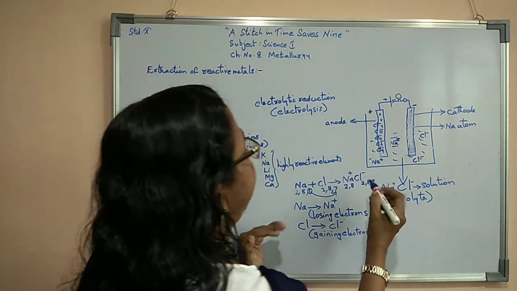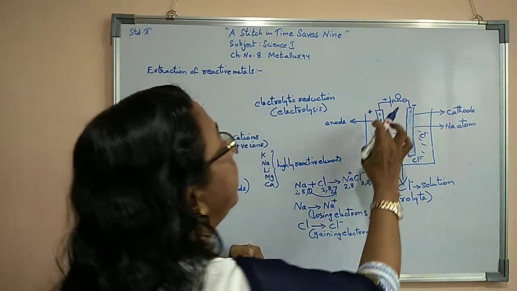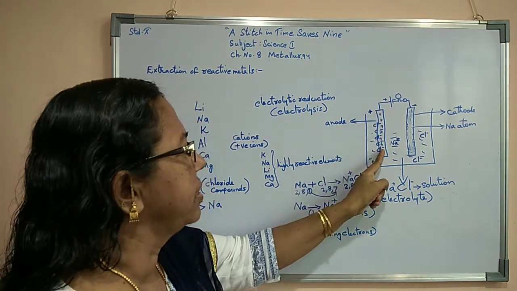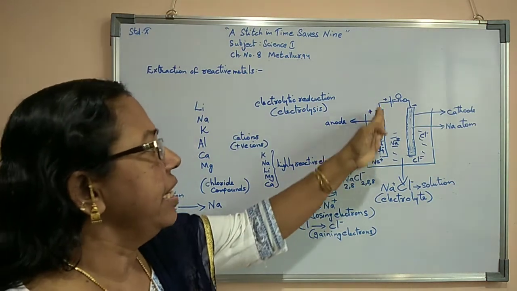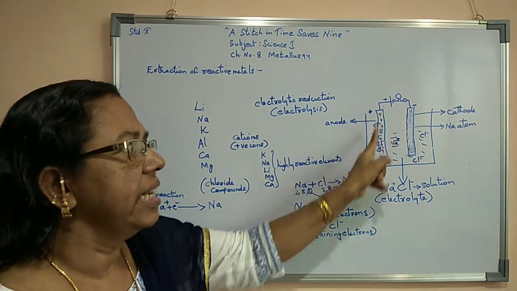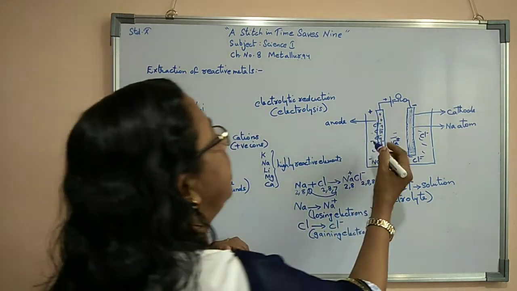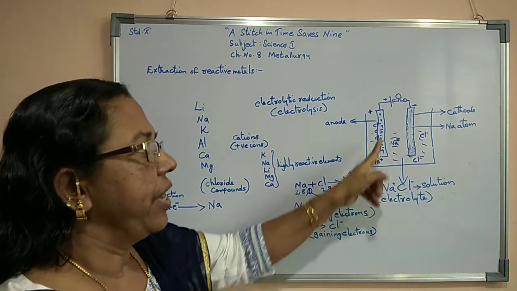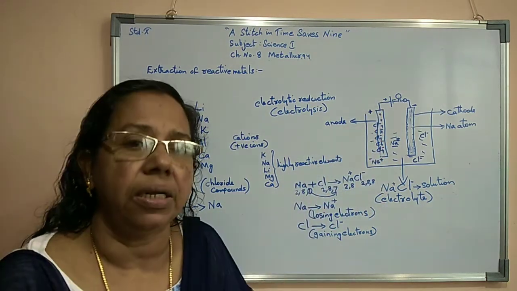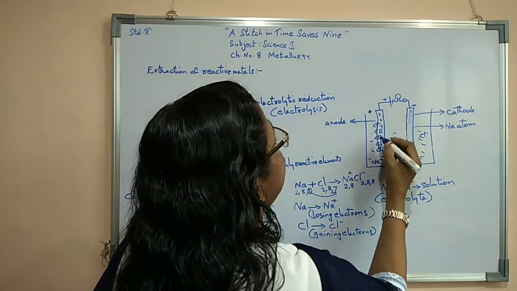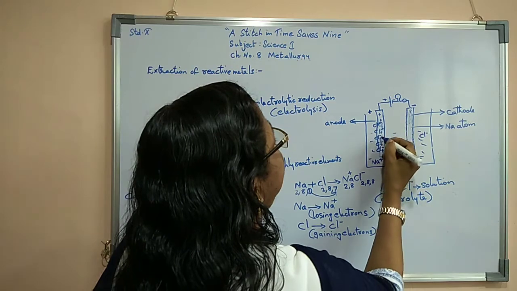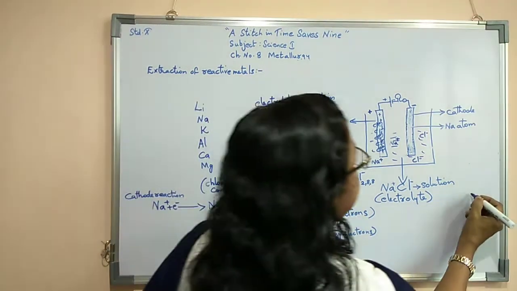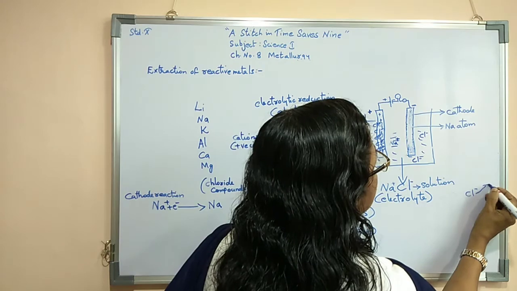Now what is happening? As and when this chloride ion reaches the anode, positive charged particles are present on the anode. That means there is a deficiency of electrons on this electrode. When these chloride ions reach, they have extra electrons, while on this rod there is a deficiency of electrons. So as and when the chloride ion reaches here, it gives away its extra electron to the anode. So here the Cl minus ion goes to the anode.